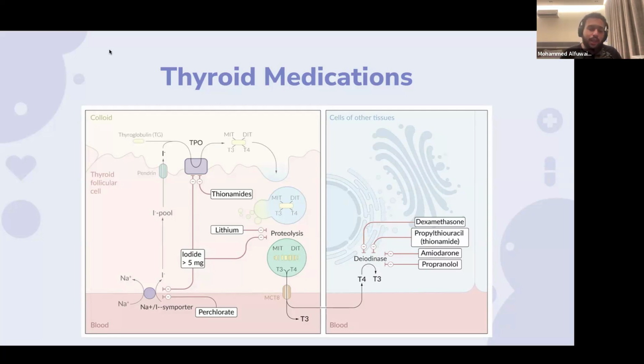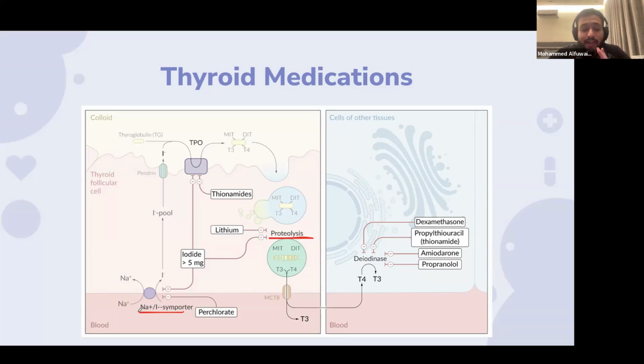How about antithyroid medications? You have multiple steps at which you can target the thyroid hormone. The first part is at the sodium iodide symporter. Then you have the thyroid peroxidase. And then later on, the peripheral deiodinase enzyme, which is the peripheral conversion of T4 to T3. These are the main important ones, with some on the proteolysis and so on.